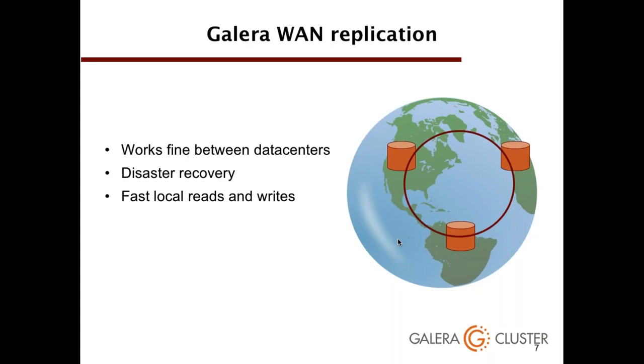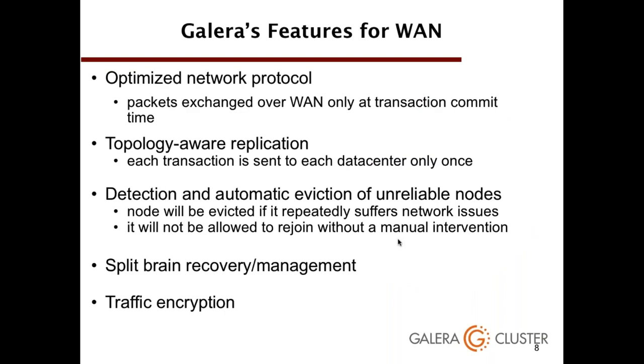Even though it's a synchronous replication, it works fine between the data centers. There are hundreds of customers who are using Galera clusters between the data centers because they are looking for disaster recovery, or they are looking for fast local reads and writes for their users. And in version 3.0, like 1.5 years ago, we really optimized Galera cluster for this usage. We have now an optimized network protocol, which means that we only do communication at the commit time.